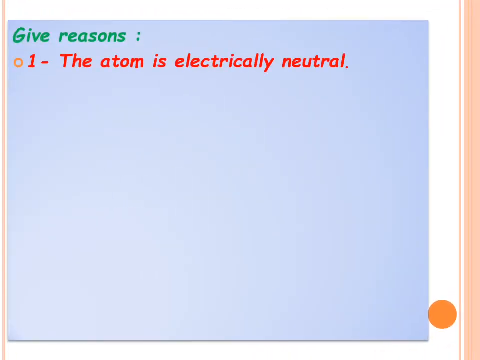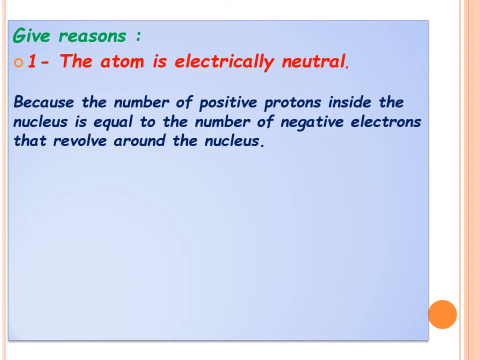Give reason: the atom is electrically neutral. Neutral, we said, means positive equals negative. So the total charge is neutral, it means uncharged or zero charge. Because the number of positive protons inside the nucleus is equal to the number of negative electrons that revolve around the nucleus. Again, the number of positive equals the number of negative. The positive here is proton, and the protons are inside the nucleus.